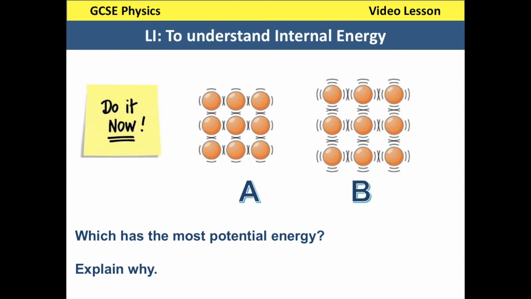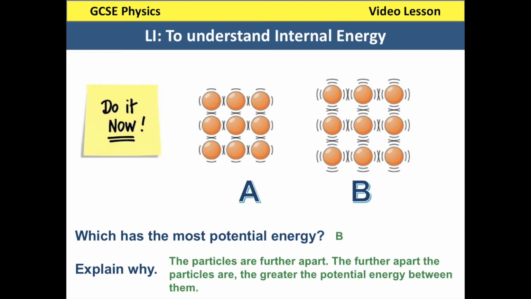So the correct answer is that it is actually substance B that has the most potential energy. That is because the particles are further apart. The further apart the particles are, the greater the potential energy is between them.